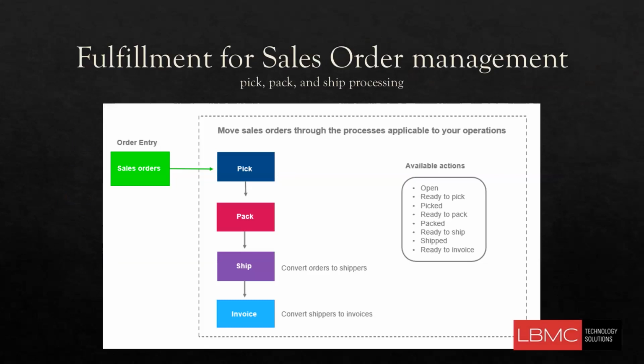Fulfillment for sales order management is specific to inventory. Obviously if you're running inventory, there are a few other types of processing transactions that you need to do besides just creating a sales order: picking, packing, shipping, right? You can also see the available actions over there for a sales order to be open, to be marked as ready to pick, picked, ready to pack, pack, ready to ship, shipped, and now ready to invoice. And then, of course, you can invoice the customer from there.